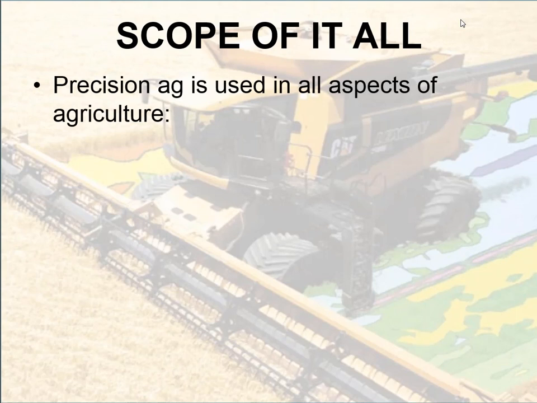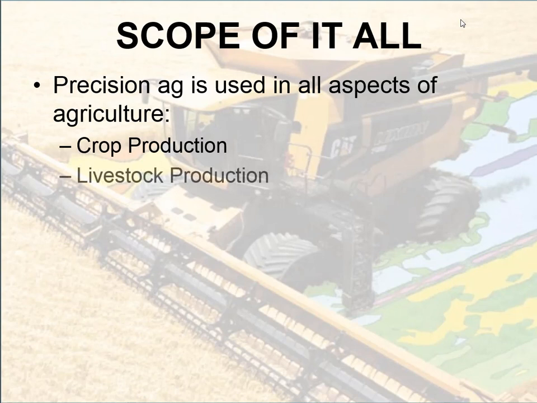So in terms of how it's being used, precision ag is being used in a lot of aspects of agriculture. Primarily, and we'll take a look at each one of these in greater detail, probably the biggest place where we see it being utilized is in crop production, the whole agronomic area. We're also starting to see it utilized in livestock production, utilizing GPS trackers on cows and things.